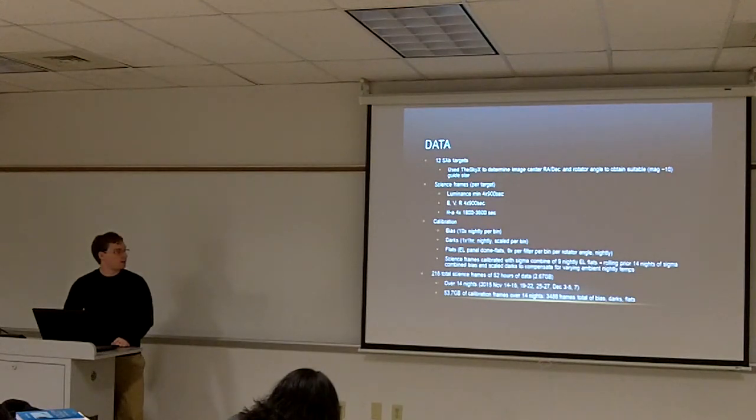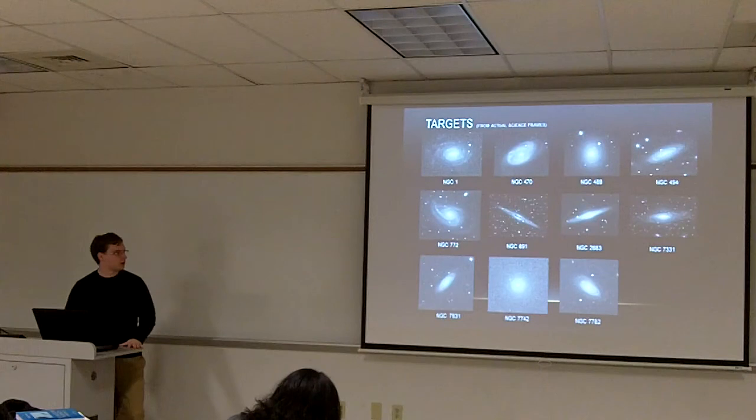There are 10 biases nightly per bin. So for each bin, 10 biases. Darks, flats, using dome flats. And in total, took 14 nights and about 54 gigabytes of data. Only a fraction of that was used. These are the targets, and this is 11 targets, this isn't 12.